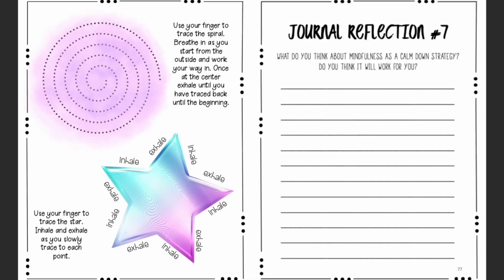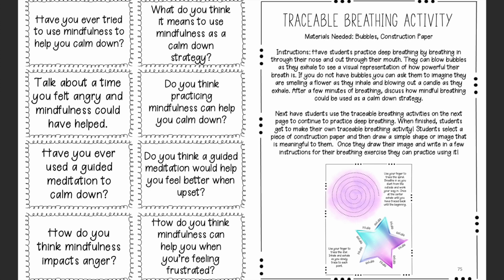So for this one, you print this out, and they're going to breathe as they follow the spiral and breathe as they follow the star. Inhale and exhale. And so when they're finished, you can have them make their own breathing activity.